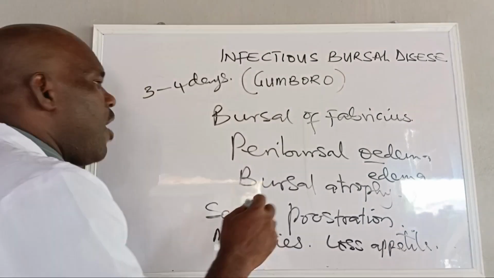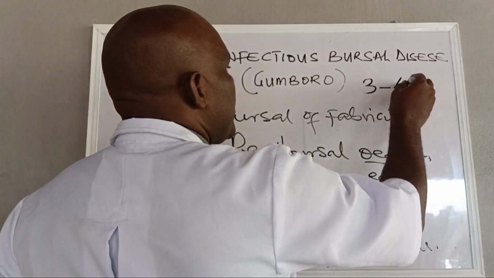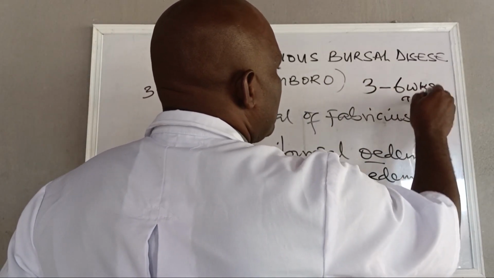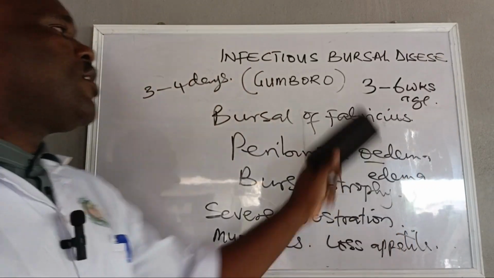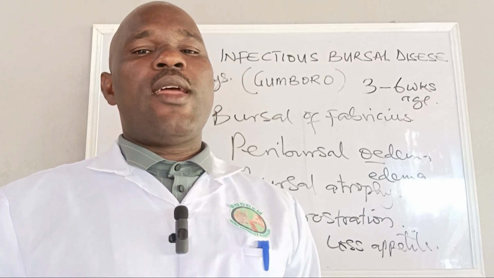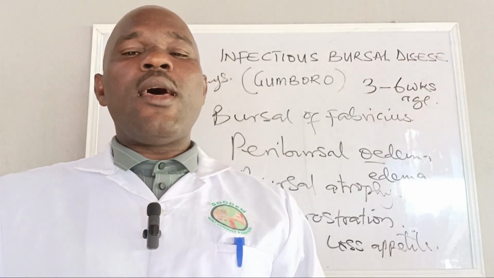The disease actually attacks birds between 3 to 6 weeks of age. Yes, 3 to 6 weeks of age. That is when the severity will be very high. After this age, in fact, they may be tolerant.